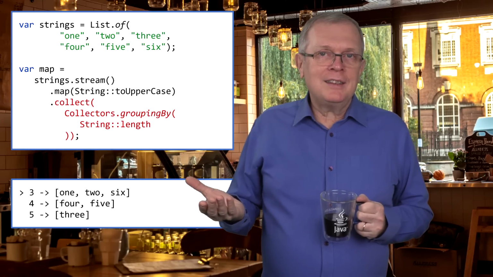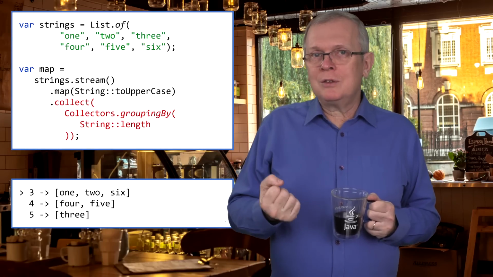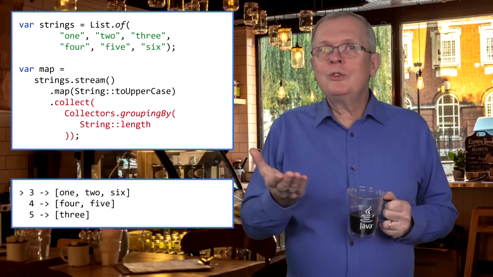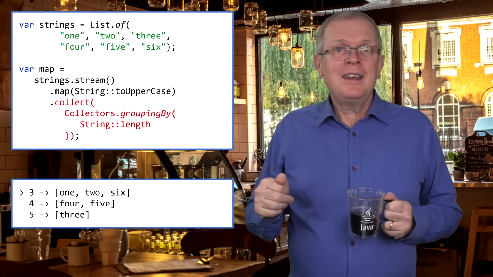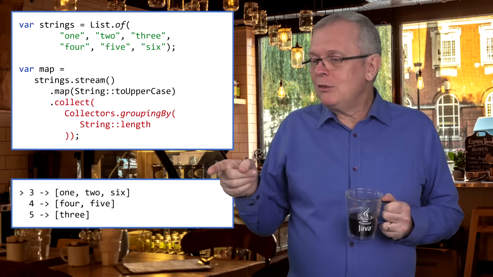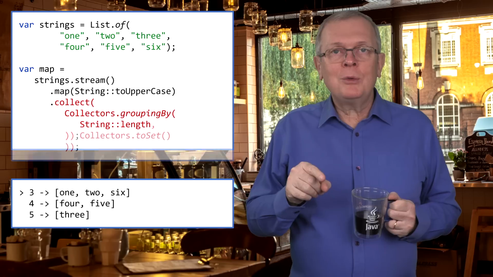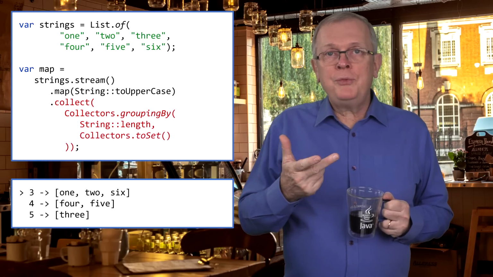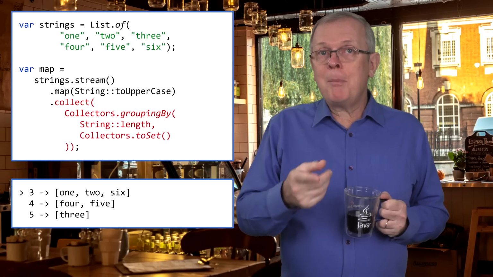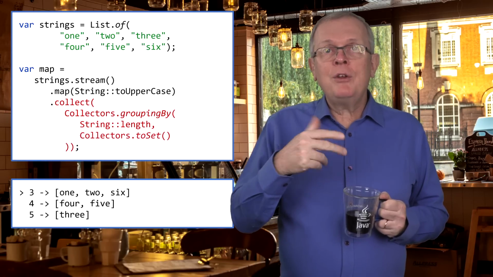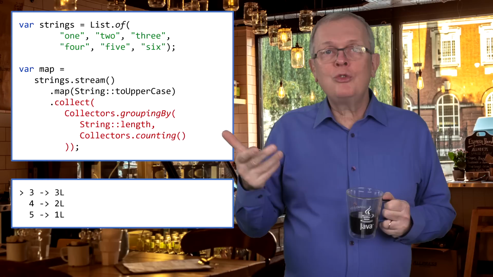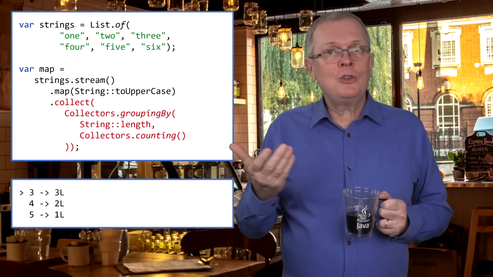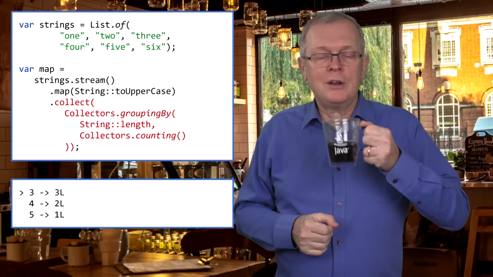And the nice thing is that you can compose collectors. For instance, if you don't want the groupingBy collector to create lists but sets, then you can pass Collectors.toSet as an argument to the groupingBy. Or if you want to count the number of elements bound to each key, there is a collector for that you can pass as a downstream collector to the groupingBy method. It's the Collectors.counting collector.